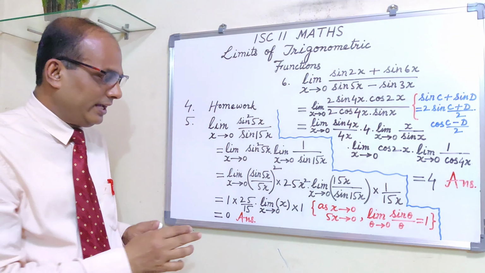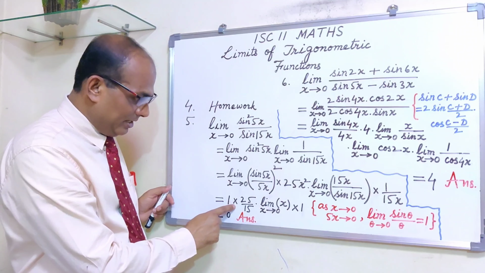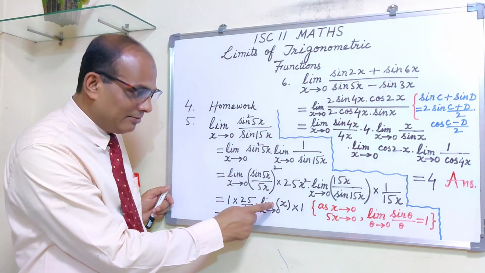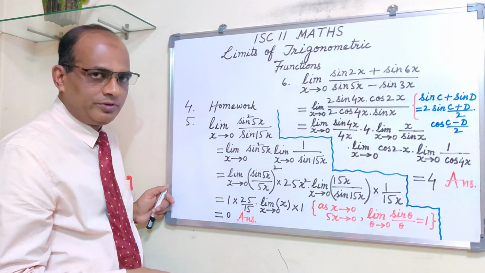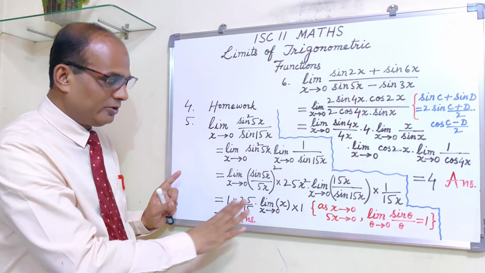One more step you can write down: 1 multiplied by 25 upon 15 multiplied by 0 multiplied by 1, which is equal to 0. You can write down one more step, because there's no space, so I didn't write it down.